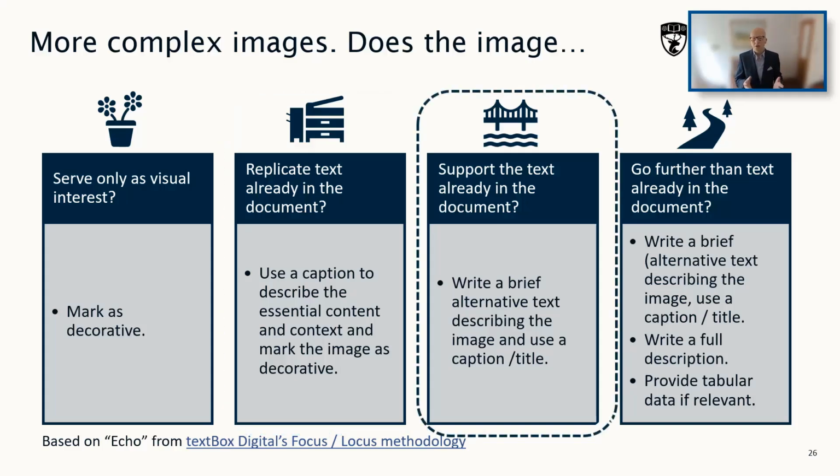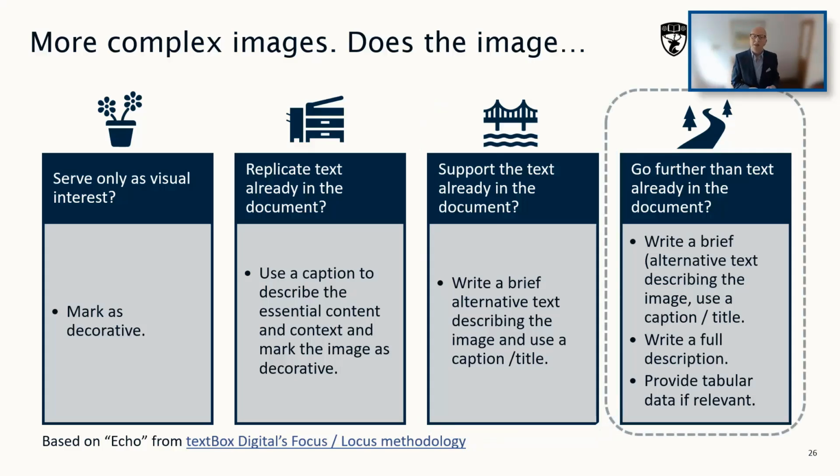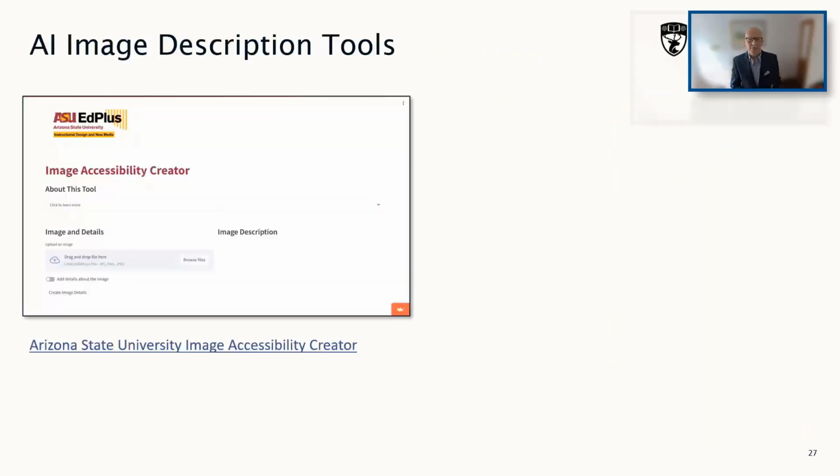If the image supports or rationalizes what is in the text, then we should write a brief alt text describing essentials of the image and use a caption or title. And if the image goes further than what is in the text, or I want students to use the graph in some way, then I should write a brief alternative text describing the essentials, add a caption, and then provide a full description elsewhere in the document. Ideally, I should also provide any tabular data that was used to generate the chart or graph if my image was one of those.